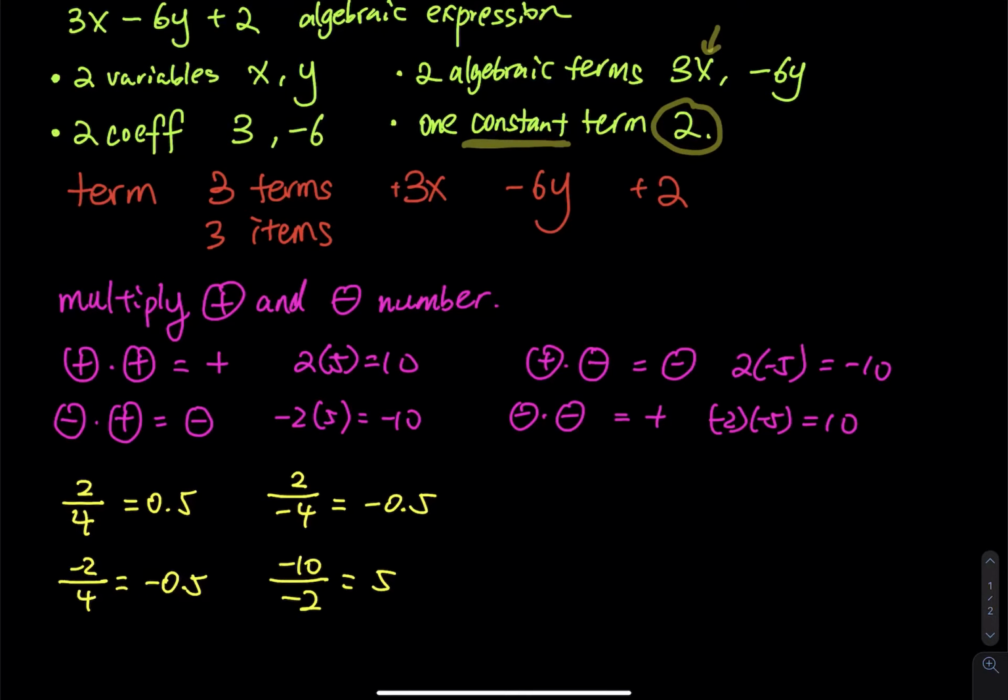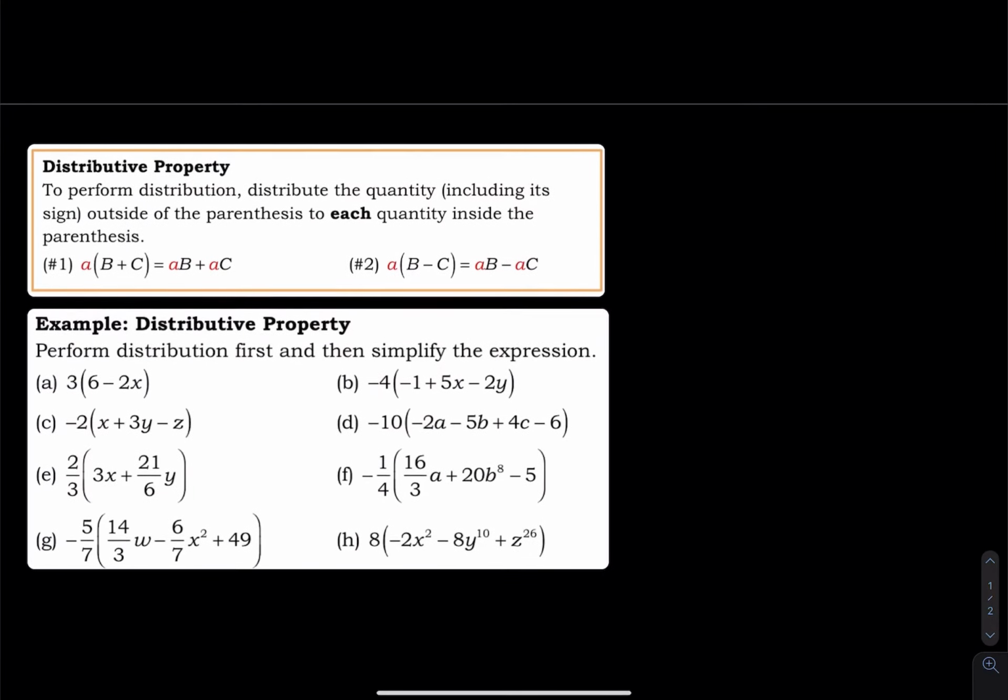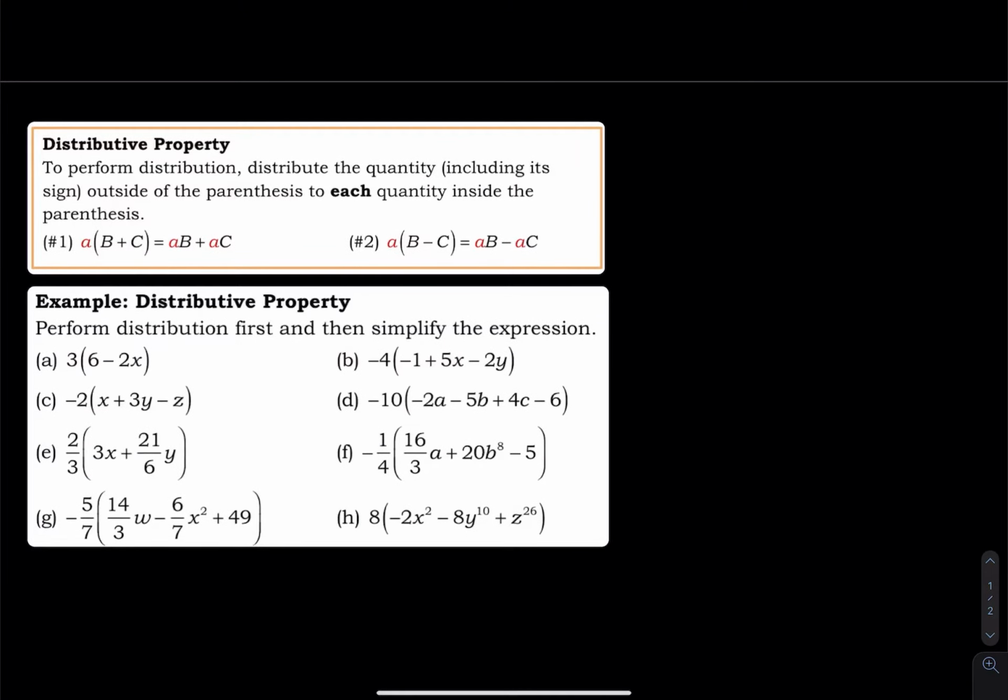So the next one is pretty important. The next one is the distributive property. To perform distribution, distribute the quantity including its sign outside of the parentheses to each quantity inside the parentheses. All right, so here is how it works. You have A times B plus C, so you just put the A in front of B and C. So let's say you have 2.